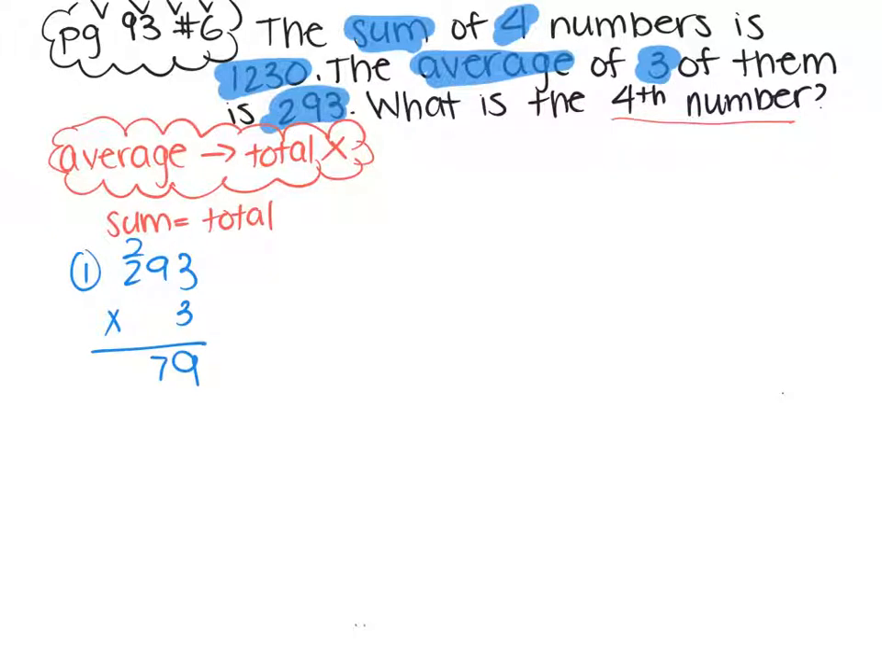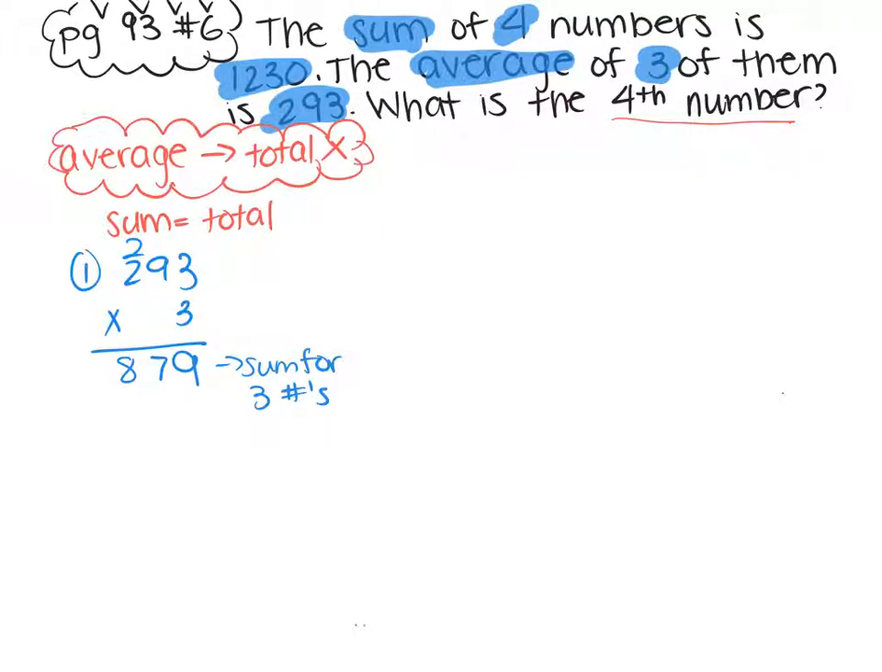I have 3 times 3 is 9, 3 times 9 is 27, 3 times 2 is 6, plus 2 equals 8. So now I know that the sum for these 3 numbers is 879. But I need to find out the 4th number.